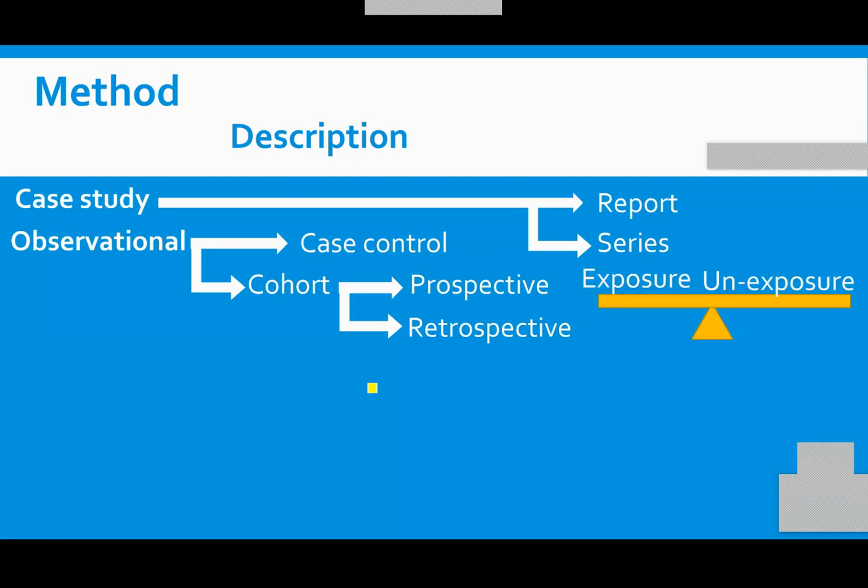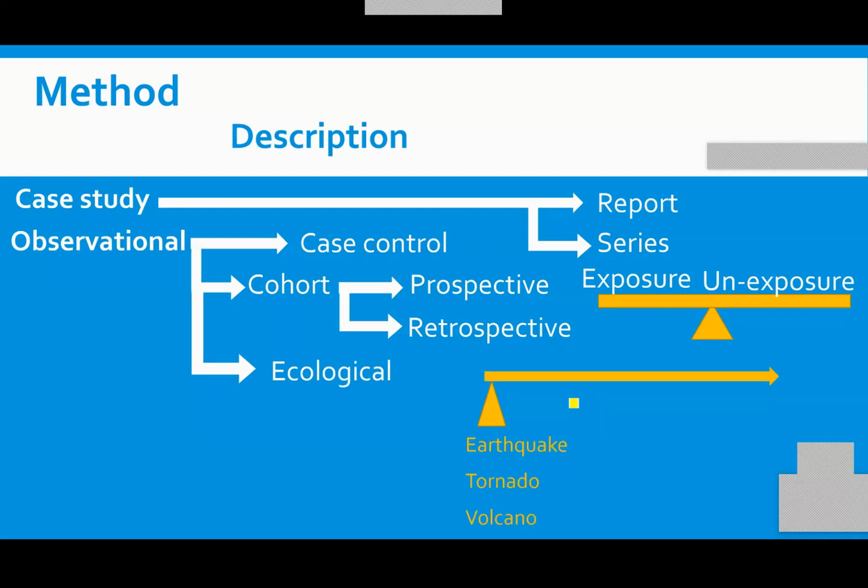Both the case control and cohort study exposure versus non-exposure to relate that to the occurrence of a disease process or not. Another observational study is the ecological study, for example, an earthquake or tornado or volcano, and the effect on the population.